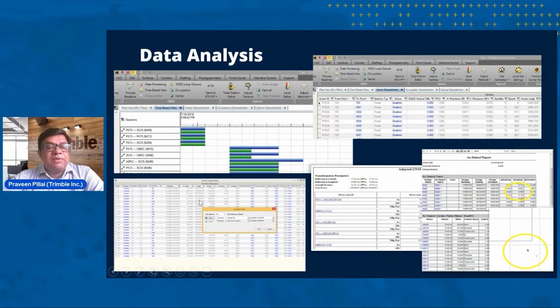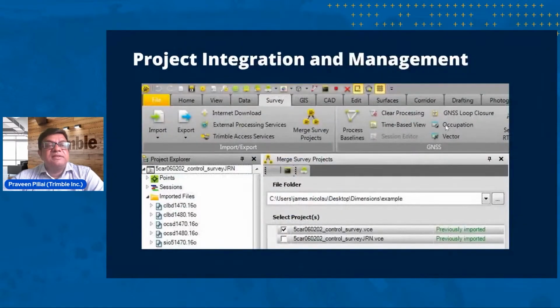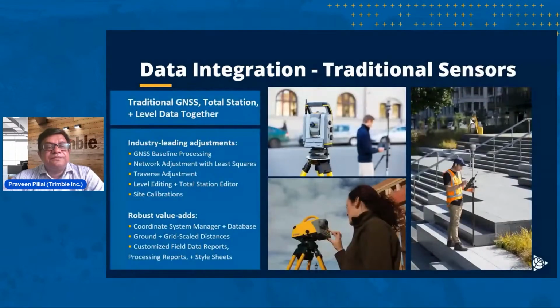So you can see from different windows how the data looks, what the accuracies are, and whether you can take this data or not. All these options are available in the data analysis. And then again, we have project integration and management. If you have multiple projects and multiple people processing your data, you can pull all your data into one project. We can merge different projects in the TBC software, do the analysis, and send it out as an output to different formats.